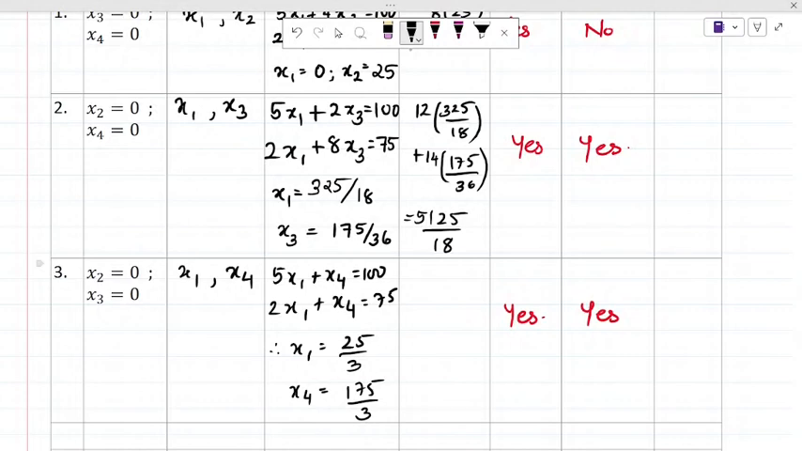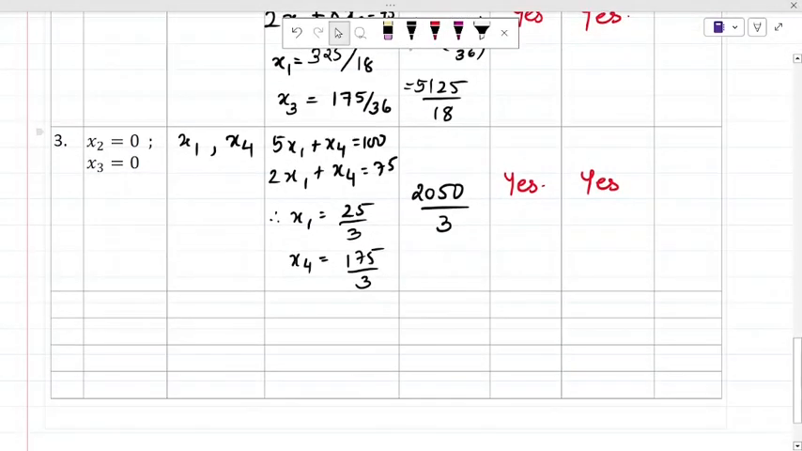So the answer that we will get over here is 12 into, not 12, for x1 it is 12, yeah. So here it is going to be 25 divided by 3, and for x4 we had 10, right? So it is 10 times 175 divided by 3. So the final answer that we get is 2050 divided by 3. That is the thing that we get here. Now next, the fourth one we will see.